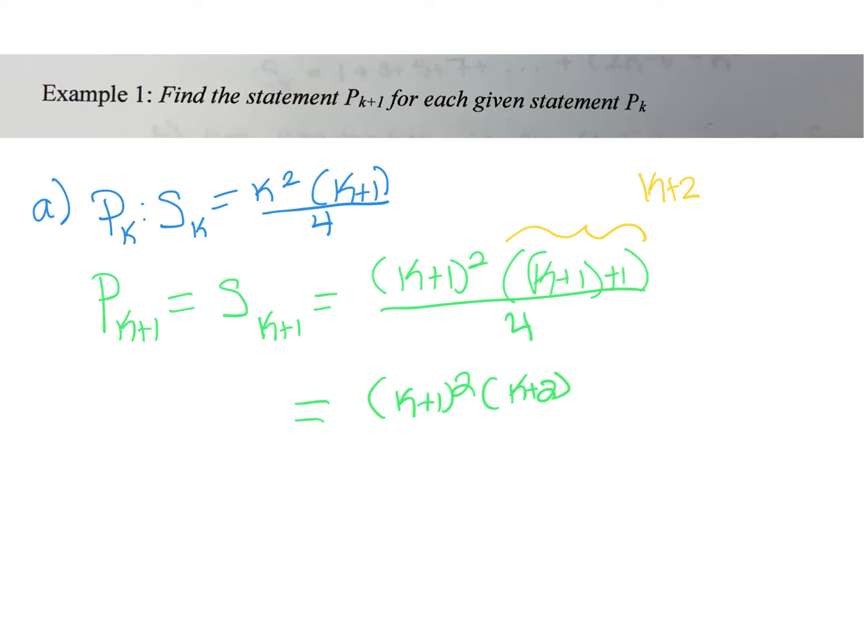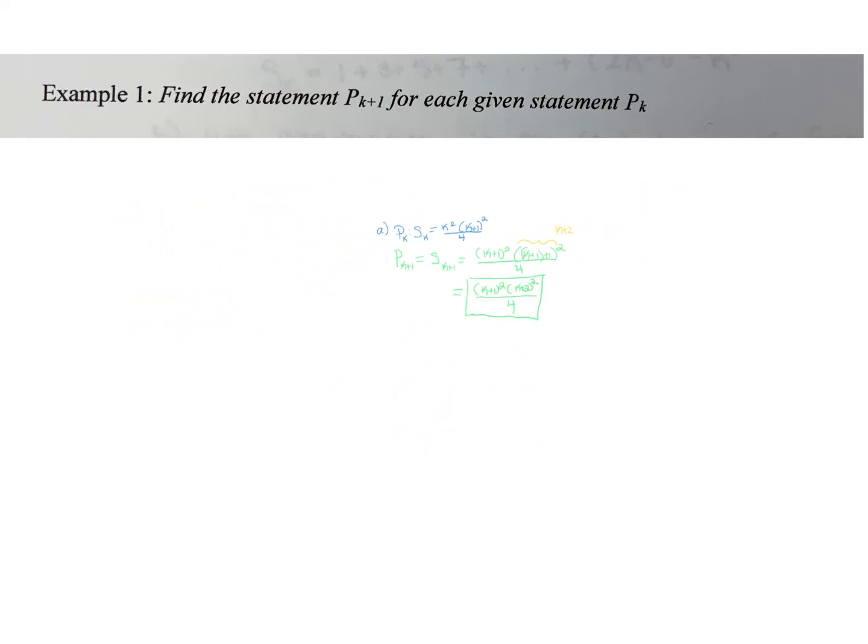Oh, sorry, you know what? I forgot the square on this one, which means this one has a square on it, which means this one has a square on it, all over 4. So all we're doing in this set of examples is replacing k with k plus 1 and doing the algebra. Let's do another one.